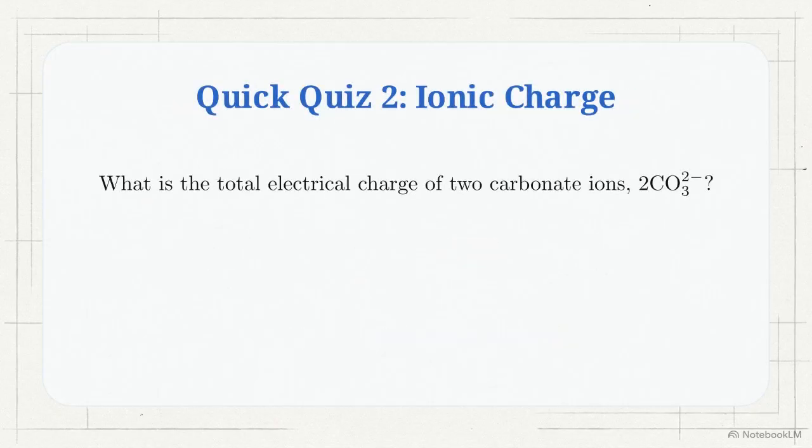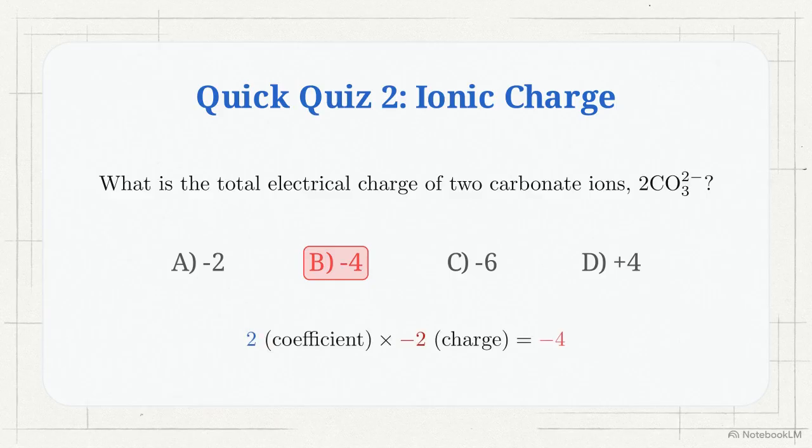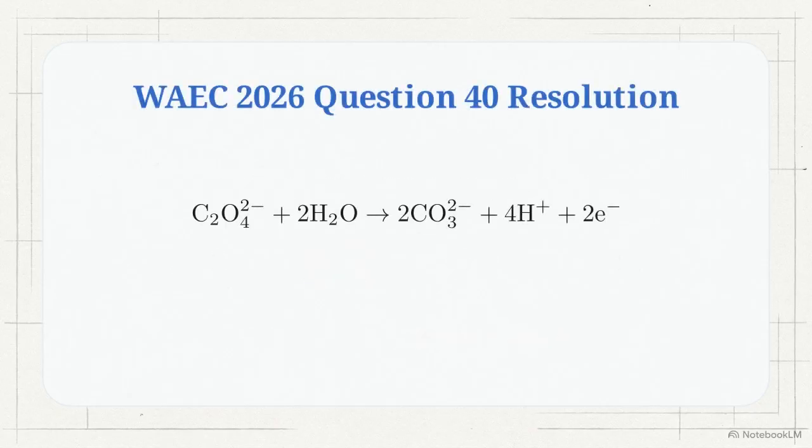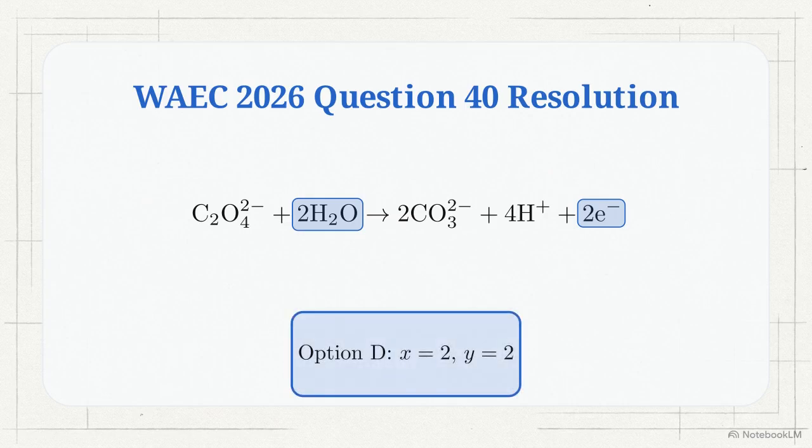Here is your second quiz. What is the total electrical charge of 2 carbonate ions, 2CO₃²⁻? The answer is B. You take the coefficient of 2 and multiply it by the -2 ionic charge, resulting in -4. Back to our WAEC question. The balanced equation requires a 2 for water and 2 electrons. The correct option is D.